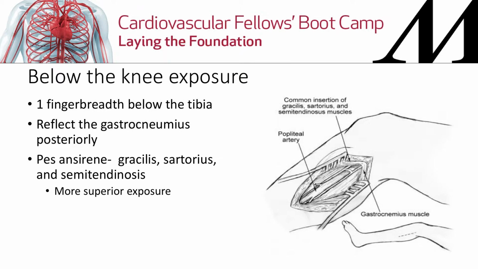Below the knee exposure, one finger breadth below the tibia and several finger breadths below the tibial tuberosity, incise down through the subcutaneous tissues, reflect the medial head of the gastrocnemius posteriorly, and you'll enter a space that has just some loose areolar tissue and fat. As you bluntly dissect down, you'll usually encounter your popliteal vein first, and with further careful dissection, you can identify your popliteal artery. In some patients, the fused tendons of the gracilis, sartorius, and semitendinosus form a pes anserine, a structure that's lying a little bit low and can interfere with the exposure of your popliteal artery. In some of these patients, you may wish to transect this in order to aid your exposure.